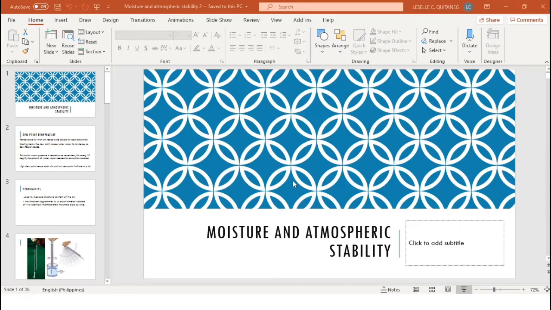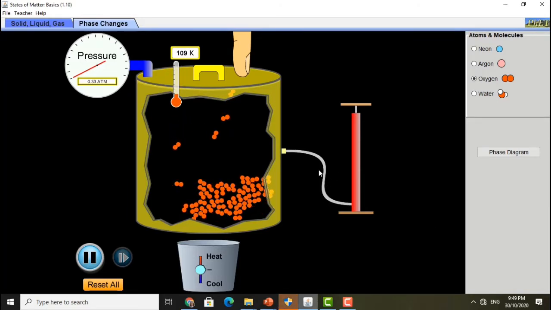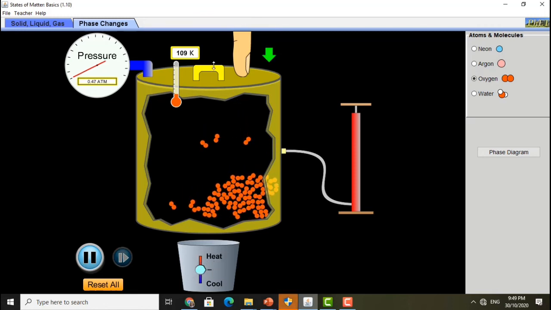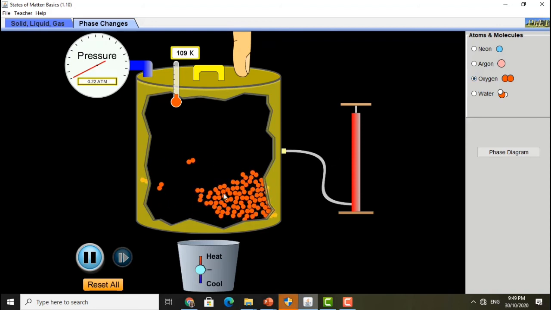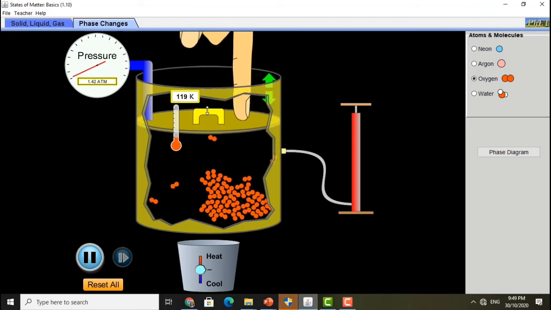Let's take a look at this animation so that it will be more clear. For example here, I will not add heat to the system, so I will not increase its temperature, but I will try to compress this. We have here oxygen present in this container. Then I'll try to compress this one. I will not add heat, I will just compress it. So you can see that the temperature has actually increased.